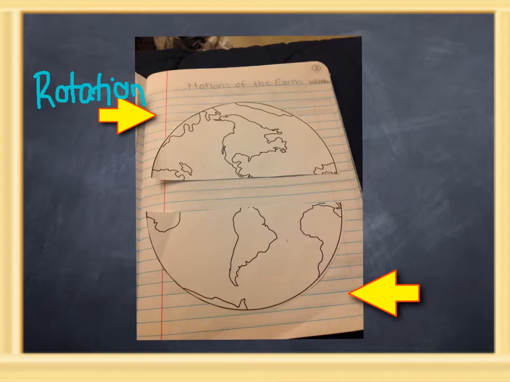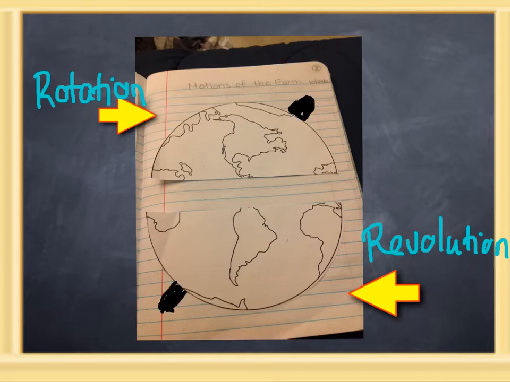The bottom side is going to be the revolution side. Please write revolution where the arrow is pointing to. Now I'm going to add the axis. Please draw your axis in your ISN like I have it on my page 8.